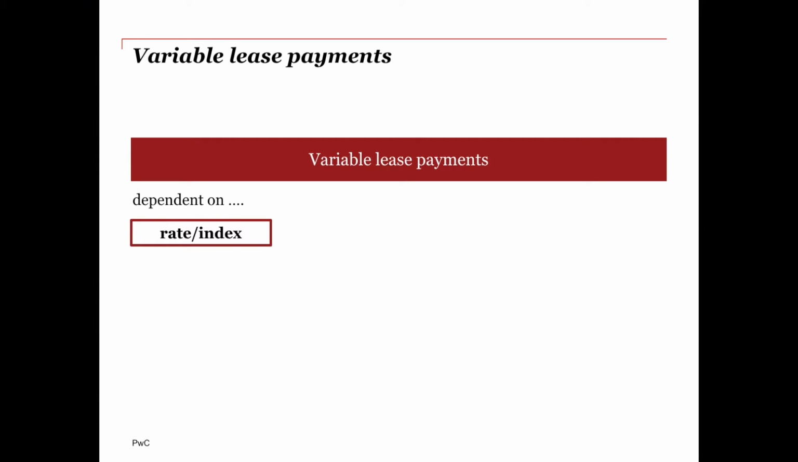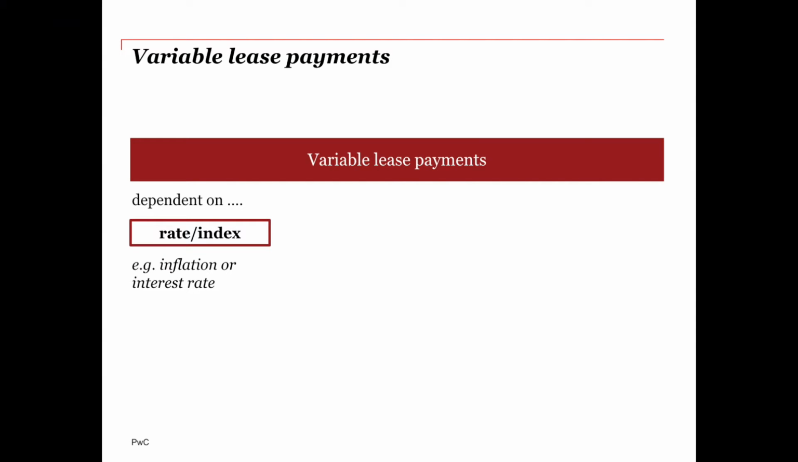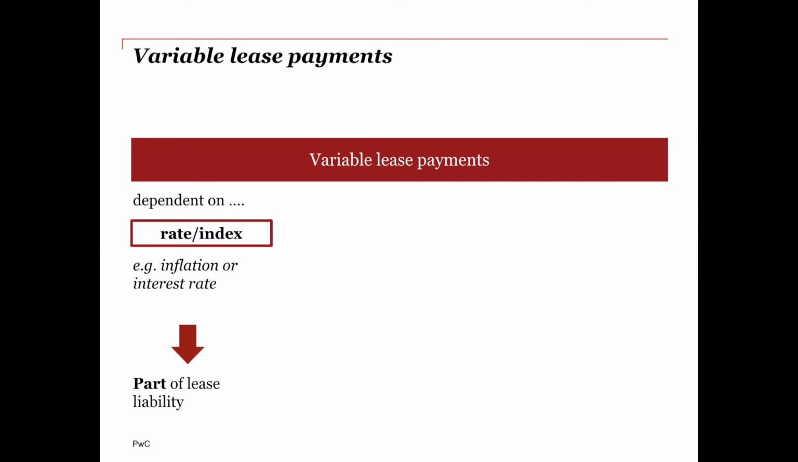First, there are variable lease payments based on an index or a rate. For example, lease payments linked to a consumer price index, a benchmark interest rate, or a market rental rate. These are part of the lease liability. On initial recognition, they are included in the lease liability using the index or the rate at the commencement date. Hence, a lessee does not forecast future changes of the index or the rate.